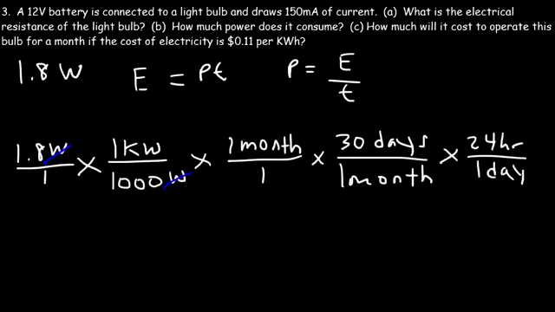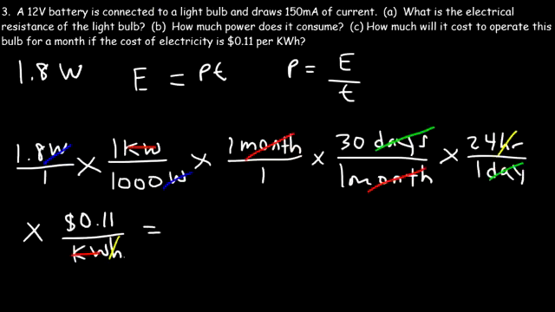So notice that the unit months cancel and the unit days cancel as well, leaving us with kilowatt times hours. So this will give us the amount of energy being consumed in 1 month. To find the cost, let's multiply by 11 cents per kilowatt hour. And so now the unit kilowatts will cancel and the unit hours will cancel as well.